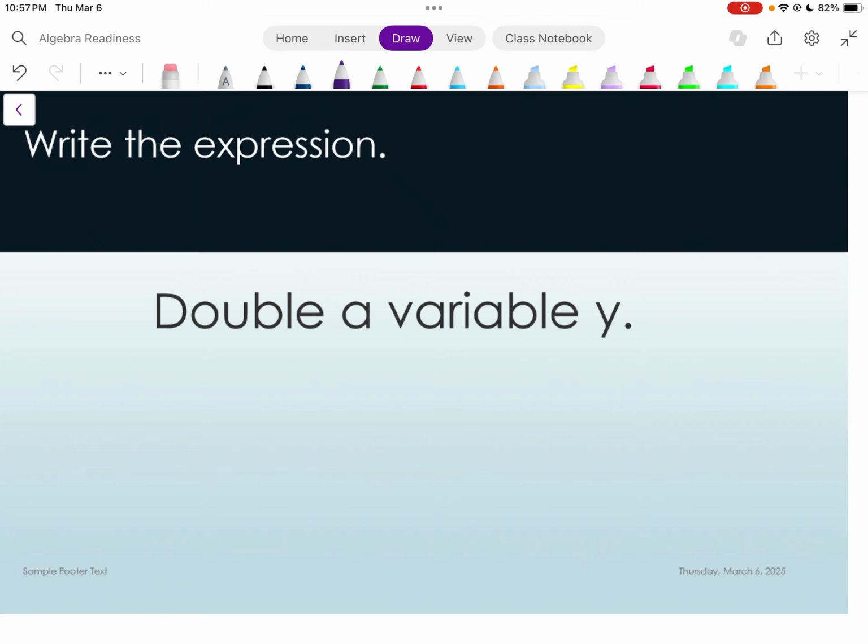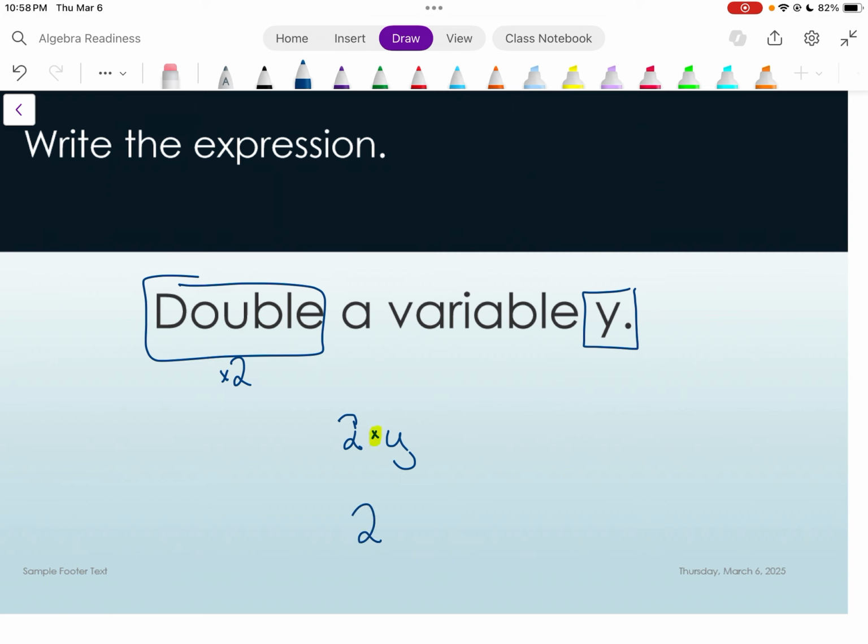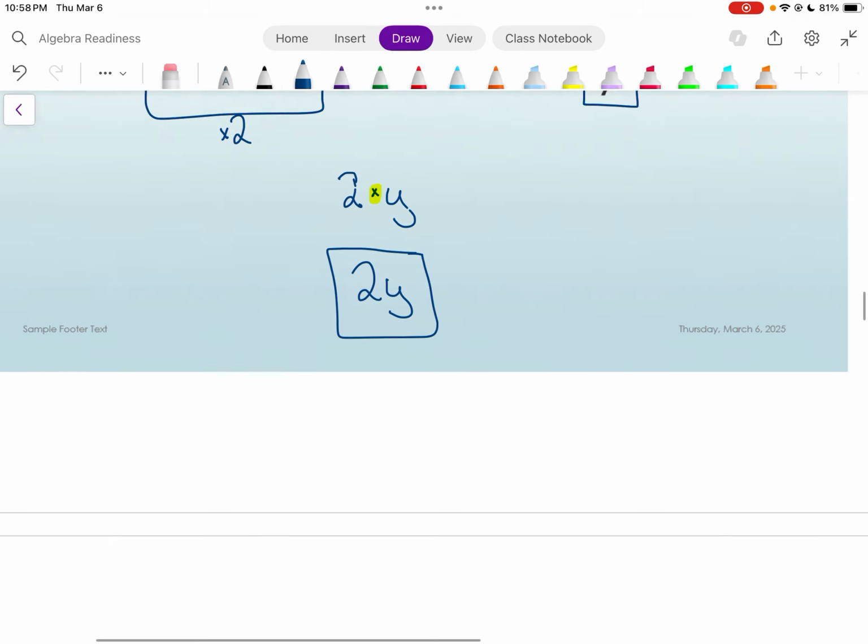Next, this one is similar to the last one, but instead of triple, we have the word double. That was part of our other words that mean multiplication. This one means times 2 with the variable y. If we write 2 times y, that is correct, but remember we don't need the multiplication symbol. So the easiest and most simple way that you should get used to writing it is just 2y. Good.